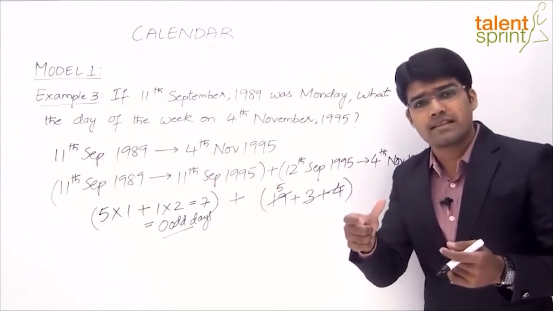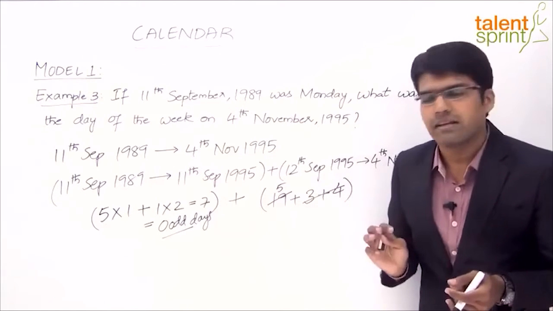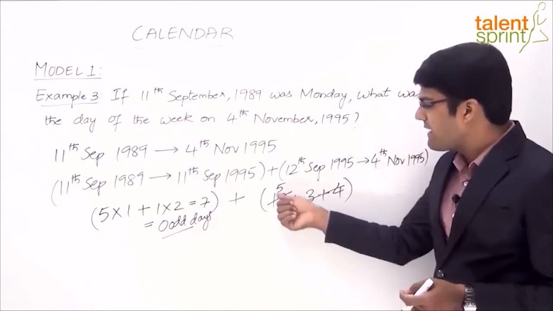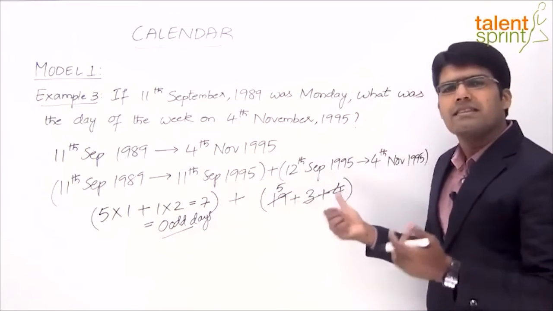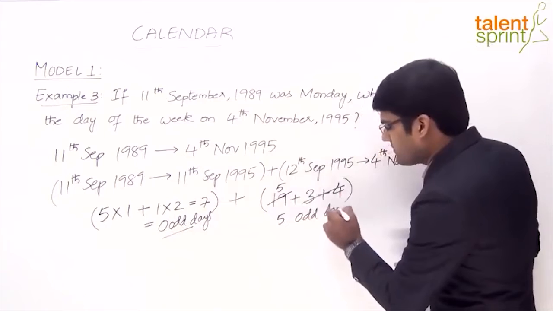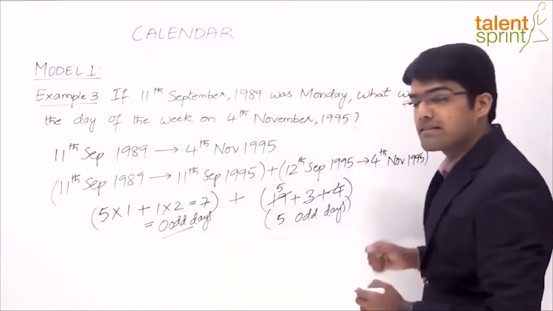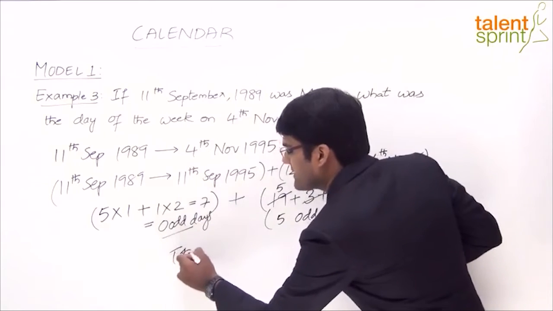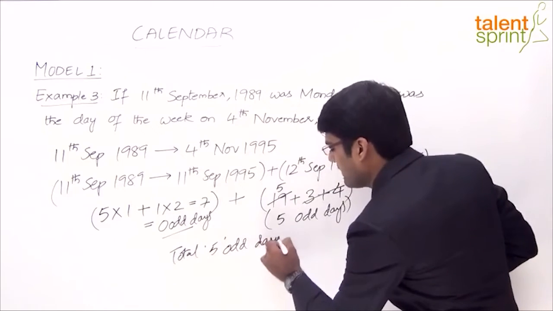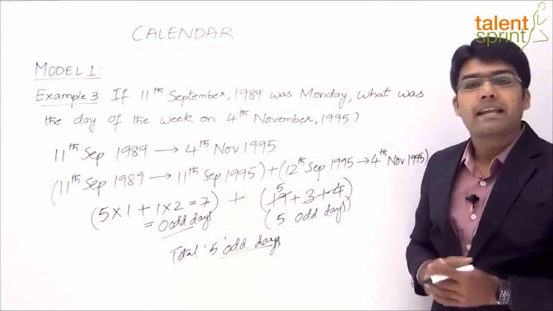Wherever you see 7 odd days, 7 complete days, just get rid of that and only calculate for the remaining days. So if you observe, 0 odd days in the first period, and in the second period we have only 5 odd days. 5 plus 7 is equal to 5 plus 0 here. So total 5 odd days in the second period. So what is the effective number of odd days? 0 odd days plus 5 odd days. Total we can say 5 odd days. Total we have got 5 odd days in the entire period of 11 September 1989 to 4th November 1995.